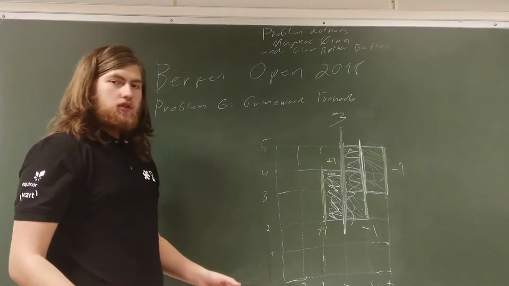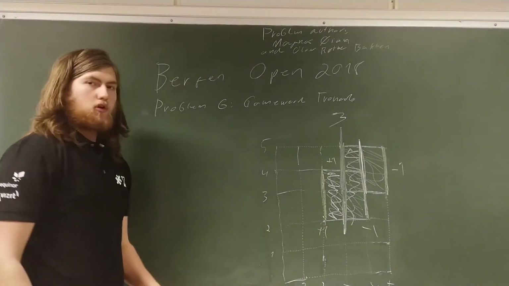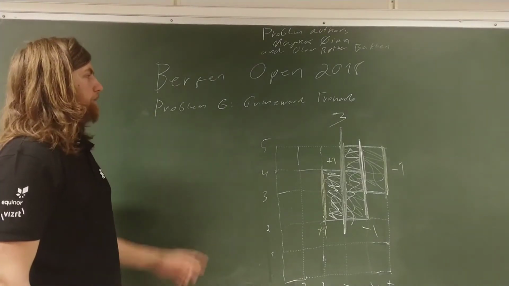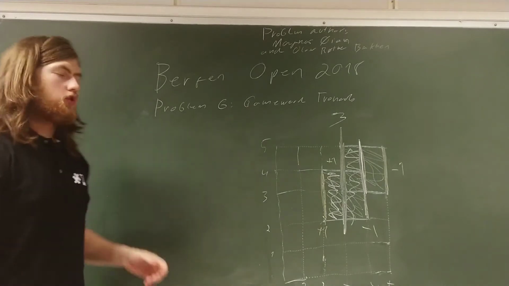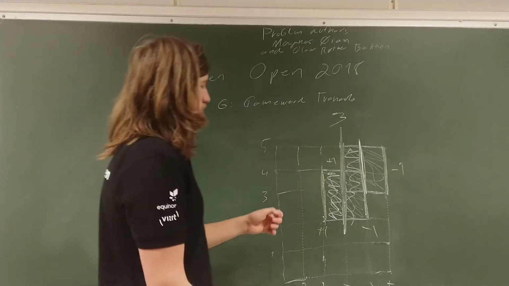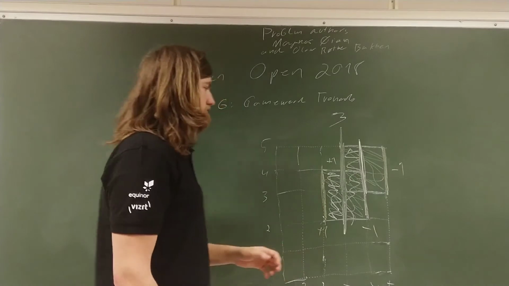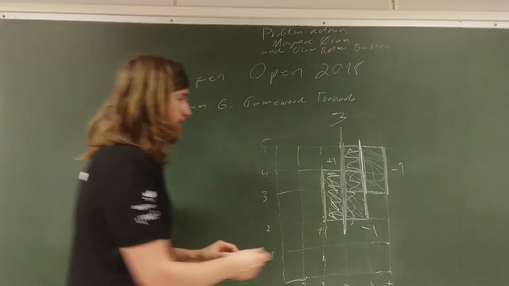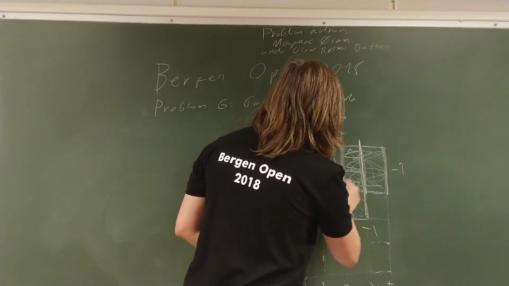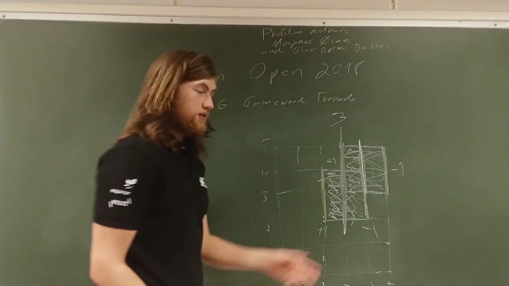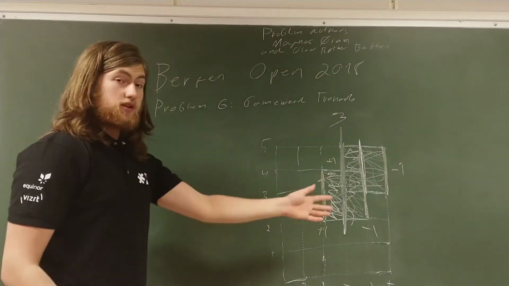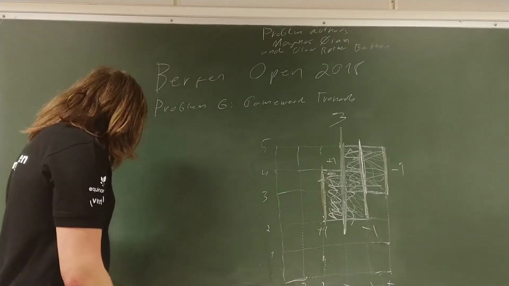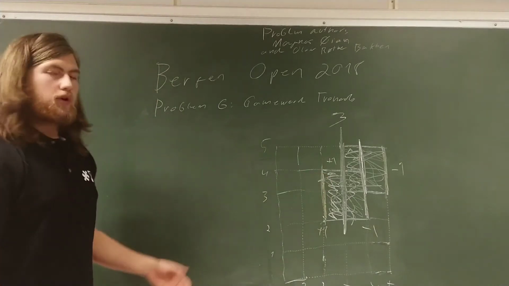I will present the solution to problem G of BGOpen 2018, Gameworld Tornado. In this problem, you're given as input multiple rectangles and you want to compute their combined area, right? That is the sample input. So how do we do that?